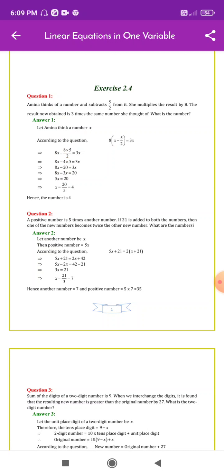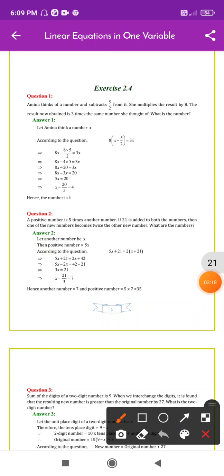Now what we have to do? Take x one side and numbers one side. That is, 8x minus 3x is equals to 20. 8x minus 3x is how much? That is 5x. Yes. Then 5x is equals to 20. Have you understood? 5x equals to 20. This one, have you seen?